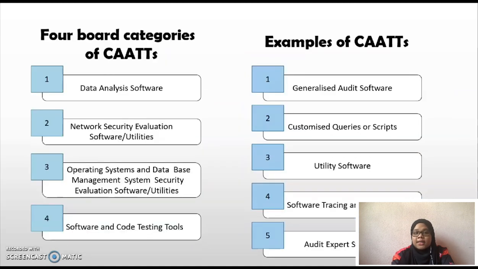There are 4 broad categories of CAATs. First, data analysis software. Second, network security evaluation software or utilities. Third, operating system and database management system security evaluation software or utilities. And fourth, software and code testing tools. There are a few examples of CAATs, including generalized audit software, customized queries or scripts, utility software, software tracing and mapping, and lastly, audit expert system.